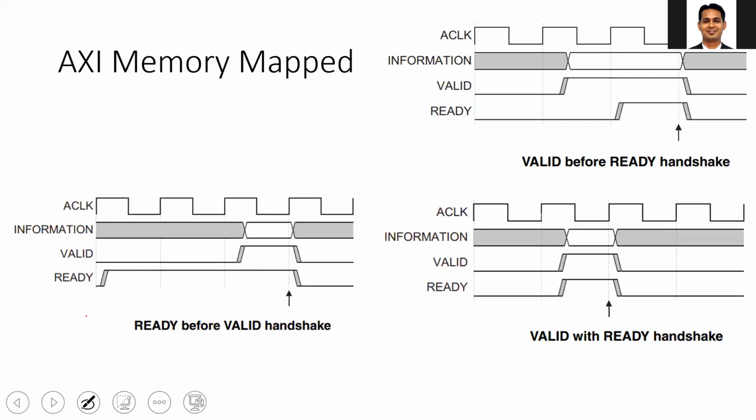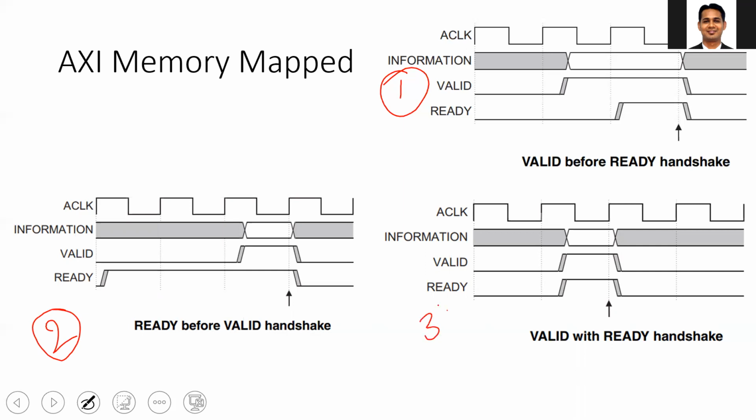So multiple scenarios can happen between the ready and valid handshake. In this case, the source has put the data on the data bus, and the source has made the valid equal to 1. Then the source has to wait till the ready becomes 1, and then the handshake takes place. In the second case, the source has put the valid signal and the corresponding data on the data bus, and the destination is already ready. So immediately the handshake happens.